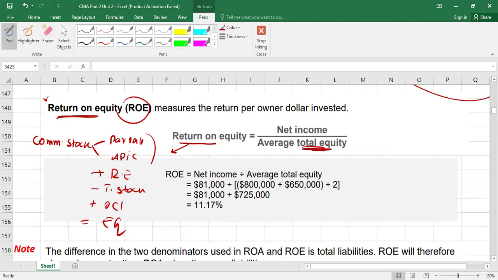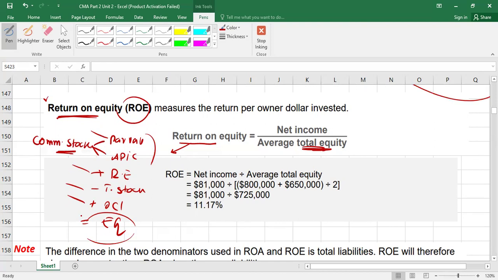Just take common stock, two values, par value, additional paid in capital, retained earnings, treasury stock, which you will deduct, and accumulated other comprehensive income. So this will give you the value of equity. Okay, this will give you the value of equity. So, and remove the preferred stock.